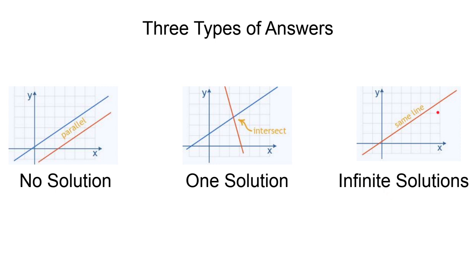This third case can also happen. When you graph them, you might see that they graph on top of each other, meaning they're actually the same line. If that's true, your answer is going to be that there are infinite number of solutions. That's a little different than all real numbers. All real numbers means everything would work. In this case, we're not saying everything, but we're saying everything on this line, which is an infinite number of answers. Everything on that line would be something that works in both equations.